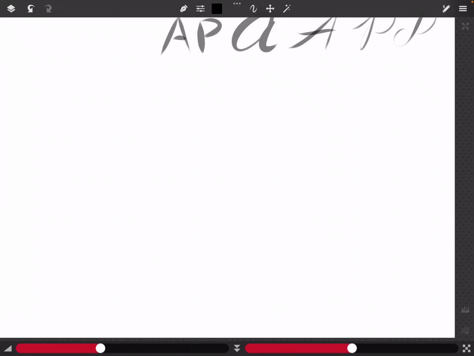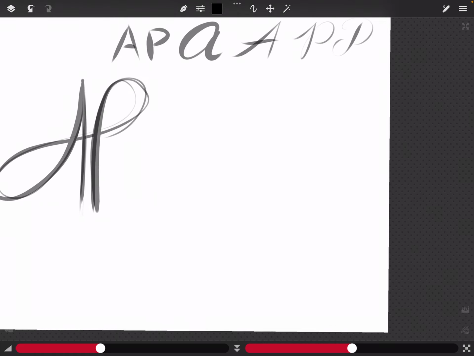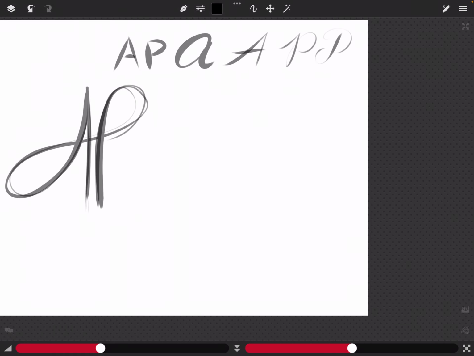But what's in my brain right now is this one. It goes up, up, down, over, down. There's an A and a P. Kind of neat. Let's make it even more symmetrical, sort of.